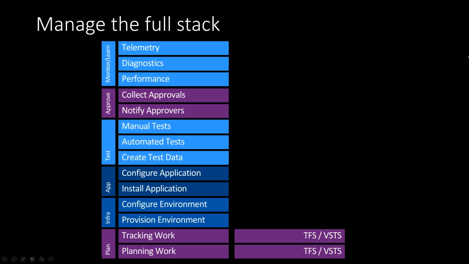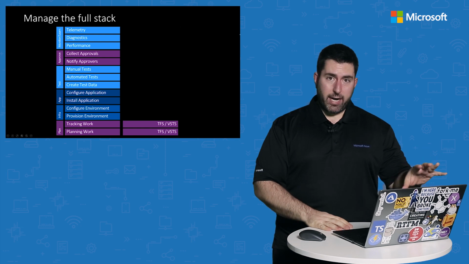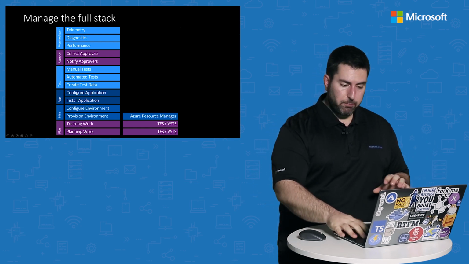So let's start from planning and tracking work. This is where we have Team Foundation Server and VSTS. VSTS is the cloud solution that we have, Visual Studio Online. It's a managed service. It updates frequently. TFS is the one that you can download, purchase, and install on your own on-prem servers. It still receives updates, but you're going to need to manage it because it's on your own servers. So these two tools will handle the tracking and planning work part.